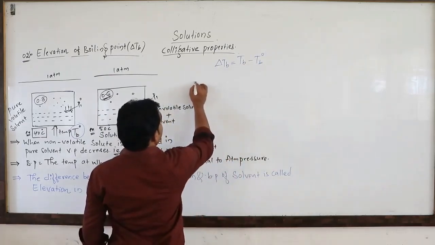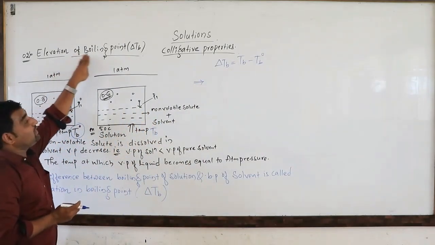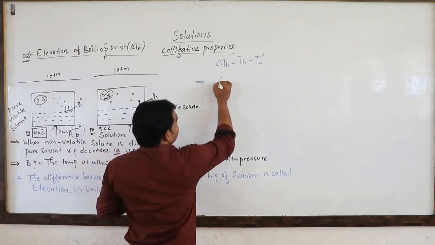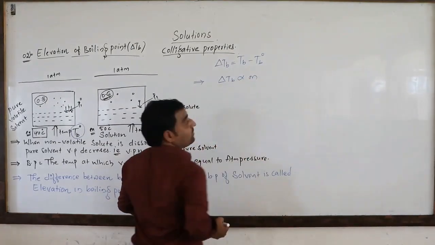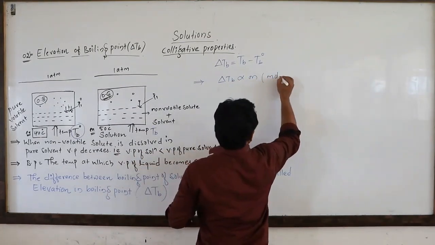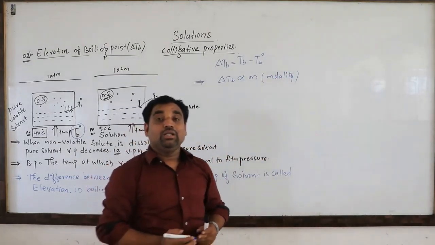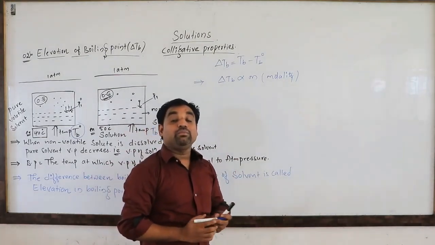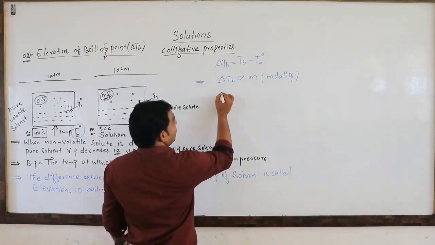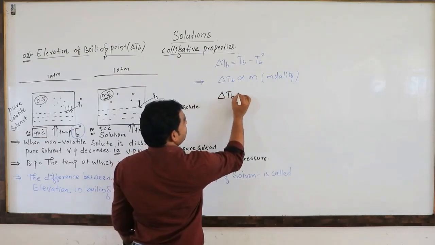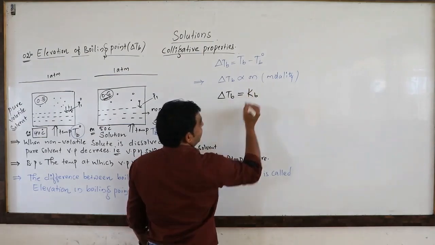So we have to remember one more point regarding this one. Hope you all understand the elevation of the boiling point, the increase in boiling point. Now delta TB is directly proportional to the molality. As we already know the meaning of molality, molality means the number of moles of solute dissolved in per kg of solvent. That is, delta TB is equal to, if you remove the proportional sign, one constant will come.